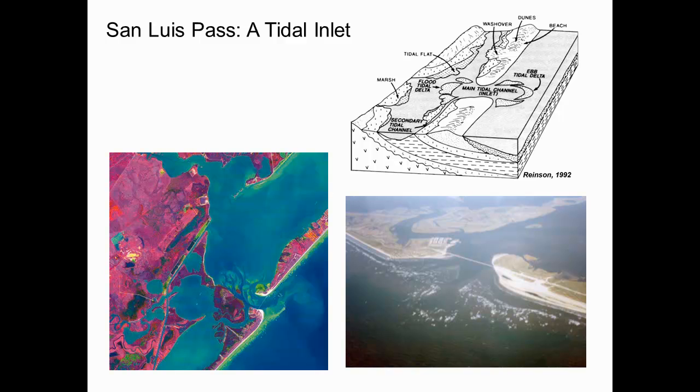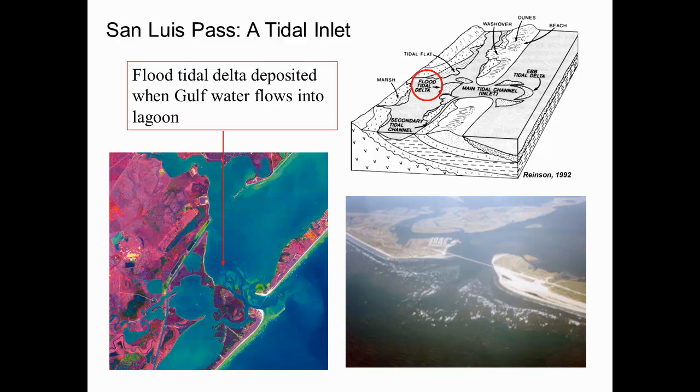A good example of a tidal delta is San Luis Pass off of West Galveston Island, which is actually a tidal inlet. And so here we're seeing in the bottom photographs the western edge of Galveston Island, and then we also have Follett Island on the other side.